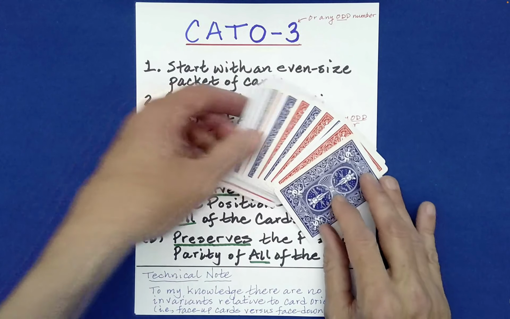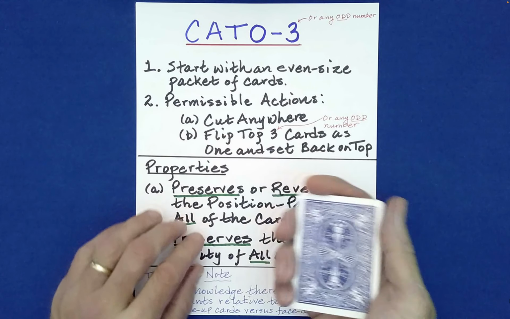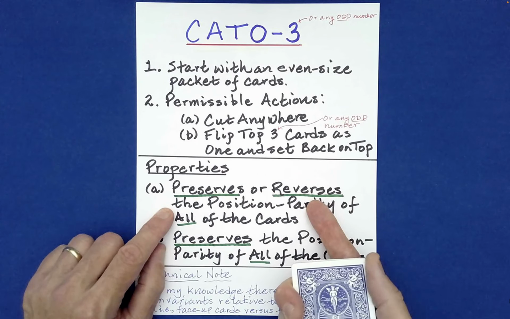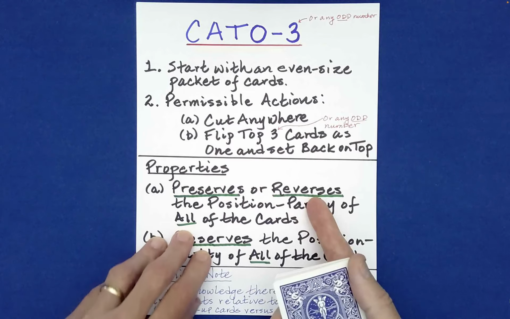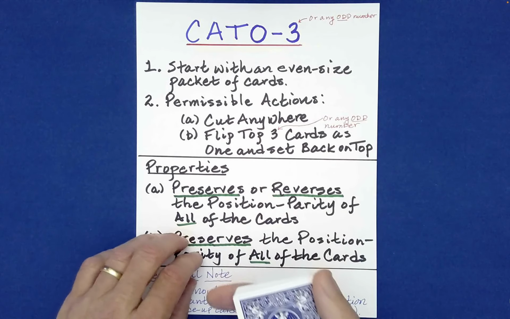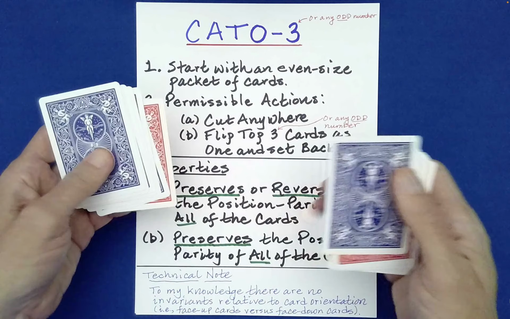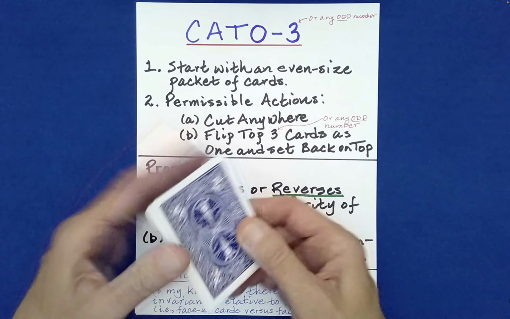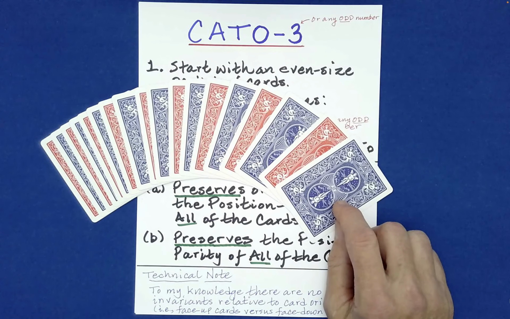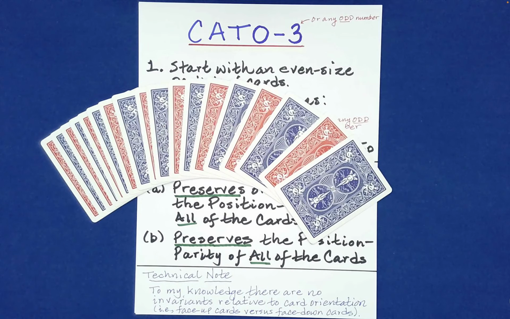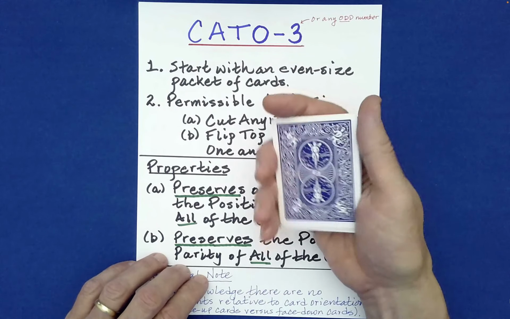So let's go ahead and just see what a random cut does to the organization of this packet. That's what we're looking at here, this first property. I claim that random cutting either preserves or reverses the position parity of all of the cards. It's not too hard to see, because if I happen to cut it right there and move those to the bottom, we haven't changed the position parity of any of the cards. The black cards are still in odd positions, and the red ones are still in even positions.